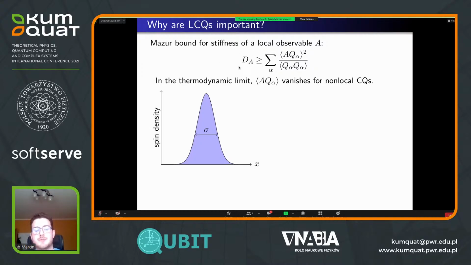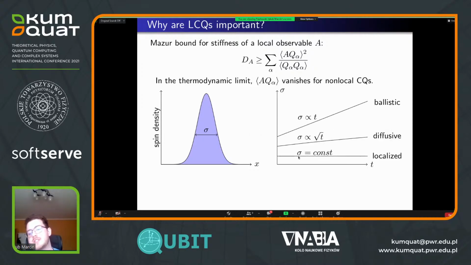So let's say that we want to study the spin transport on our lattice, and we start with an initial spin density looking like that. It has a width of sigma, and we would like to know how this width, this sigma, evolves in time. So in principle, the sigma can be constant. That means that spins are localized, but we don't want to talk about it here. We can have the regular diffusive transport, where sigma is proportional to the square root of time. And we've got the ballistic transport, where sigma is just proportional to time.